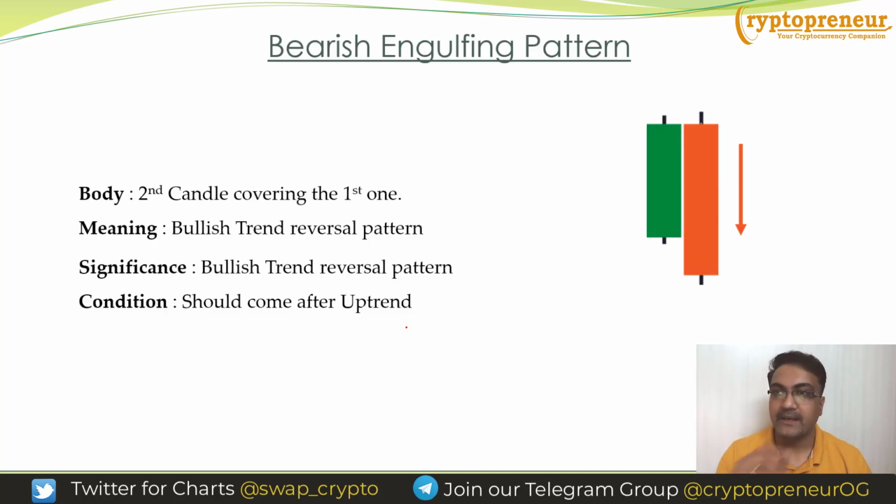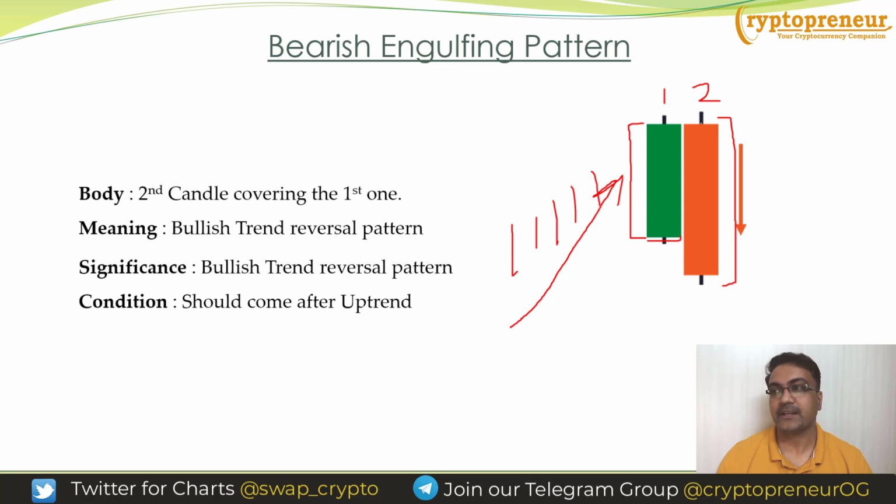Now the second type of candlestick pattern is the bearish engulfing pattern. In this type of pattern, the first should be a green candle, and the second should be a red candle, and it should engulf the first candle. That is the only condition, and one more condition is there: it should come after an uptrend. Suppose we are continuously in an uptrend, and once we see a bearish engulfing pattern, there are chances that the market might move down from here, and bears are taking charge of the market.